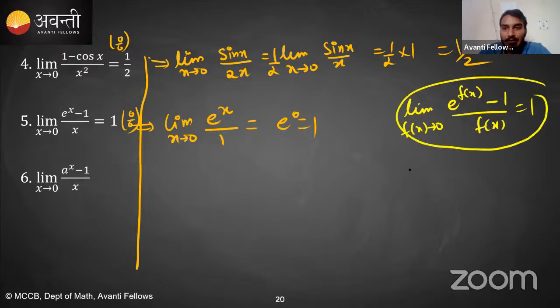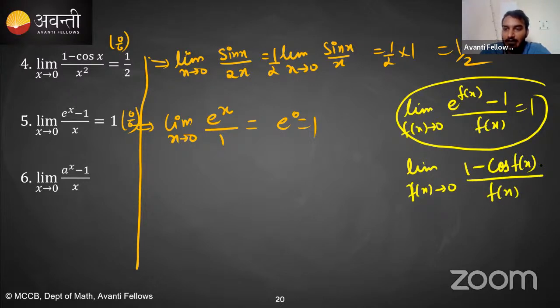Clear? And similarly, limit f of x tending towards 0 1 minus cos of f of x divided by f of x squared. This will be half. Okay. So don't be confused that it is only for the x. No, x is just an expression. Okay. Inside of x, if instead of x, there is any other function which is tending towards 0, then also the same limit will give the same answer. Clear? The same limit is applicable. Clear?